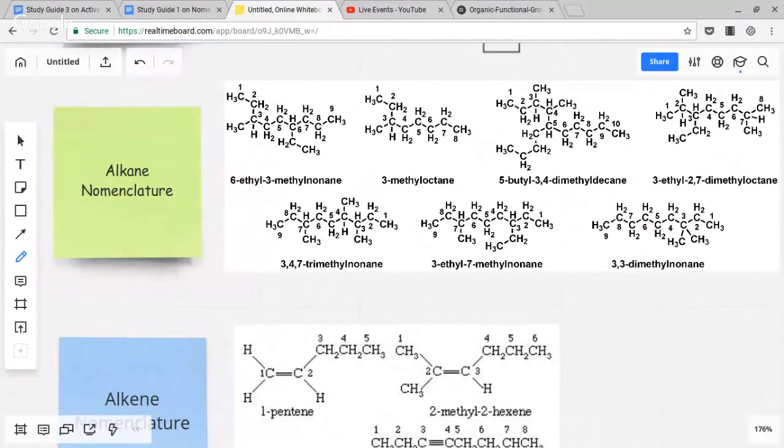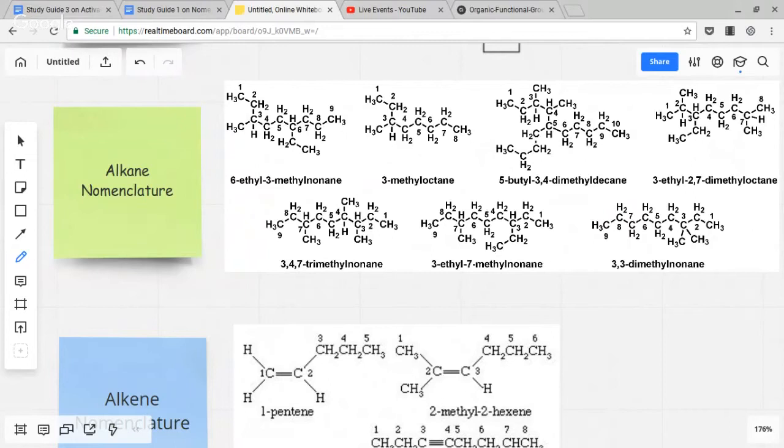So let's start with alkane. When you get alkane nomenclature, the primary thing we do with alkanes is identify your parent. Your parent is the longest continuous chain of carbon atoms. When you identify your parent, which is the longest continuous chain, the rest that do not belong to the parent become your branches. And when you name the branches, you name them alphabetically.